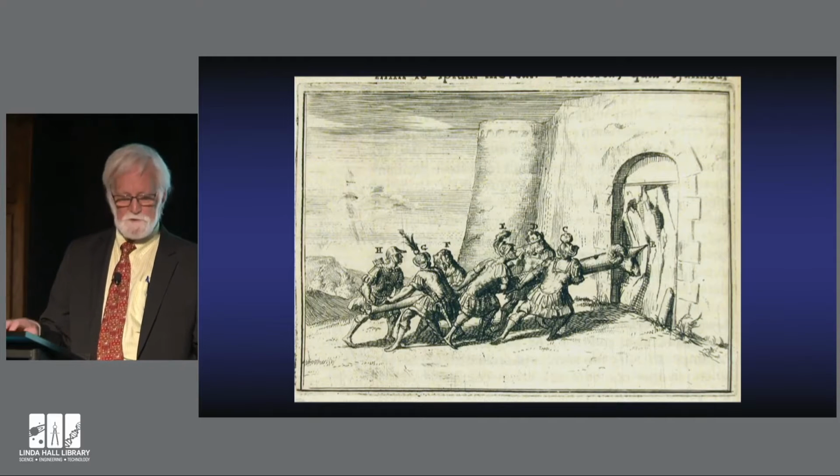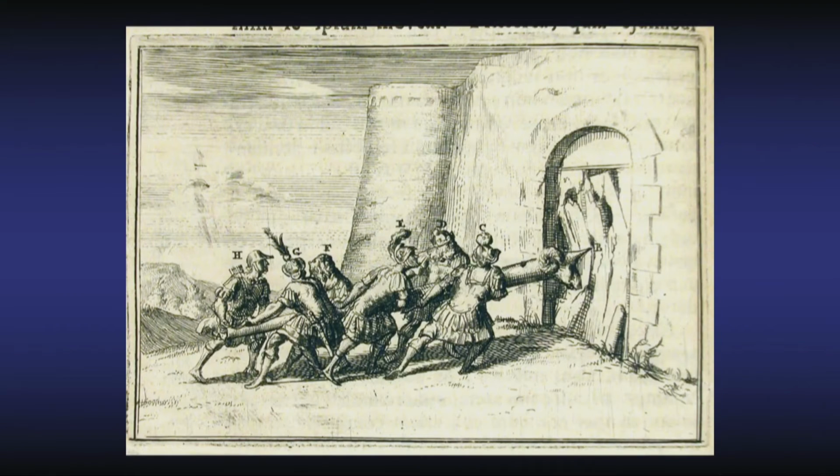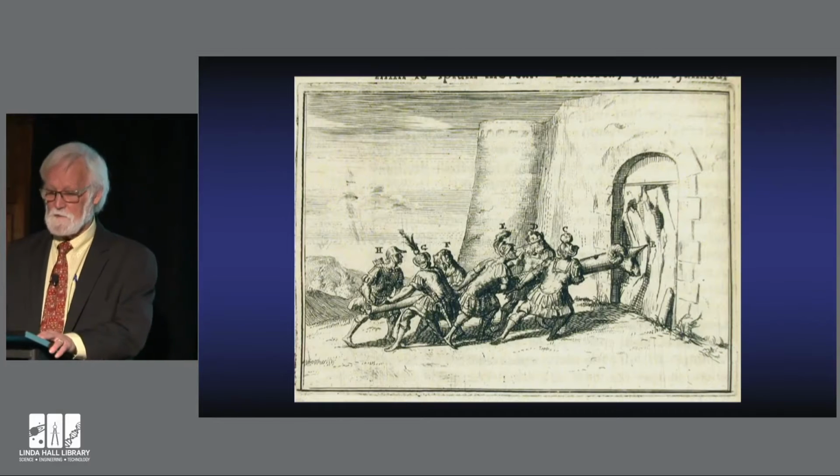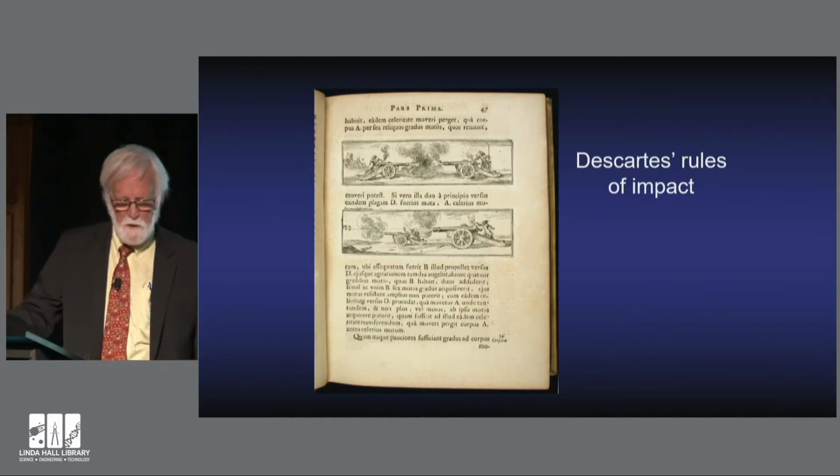It shows people with a battering ram knocking down a door. Well, the reason you can knock down a door with a battering ram is because the ram has inertia, right? So you get it going at a certain speed, and it's going to knock the door down. But it's not a picture of anything Descartes did. We'll talk in a second about what kind of picture this is, but it's not an explicit picture of Descartes discovering the principle of inertia.